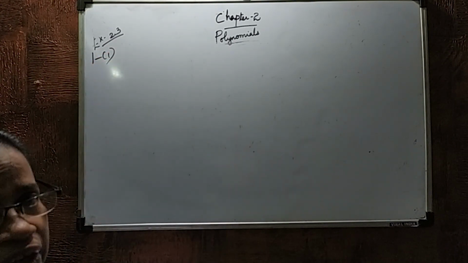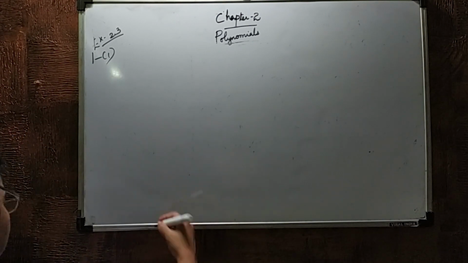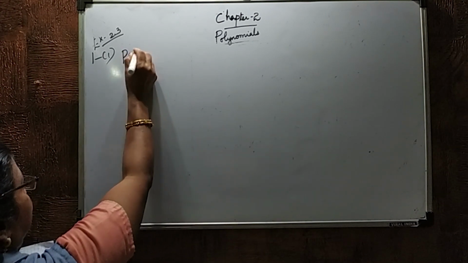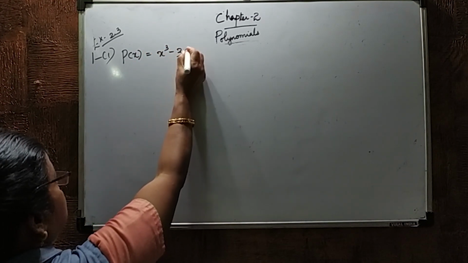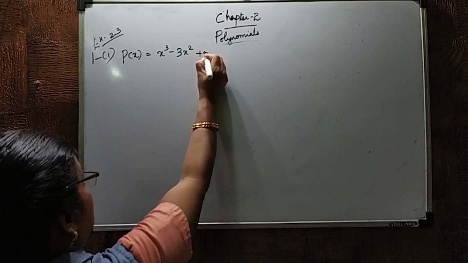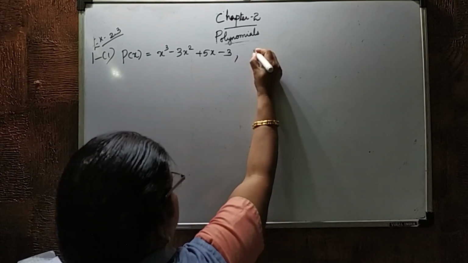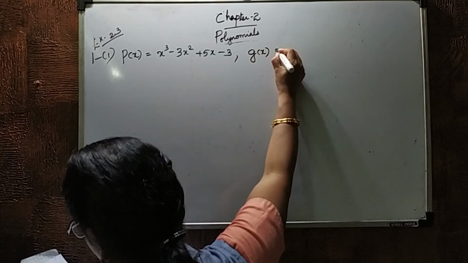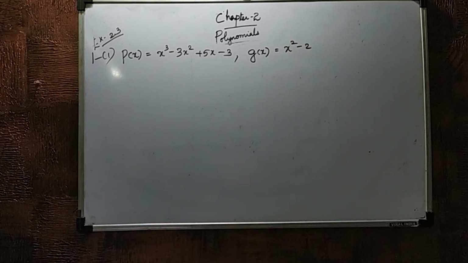1. We have to write the question from the textbook. You have to find, p of x is given. p of x is equal to x cube minus 3x square plus 5x minus 3, and g of x is equal to x square minus 2. Now what you have to do is check whether it is in decreasing order or not, or whether anything is missing. There you have to write it with 0.